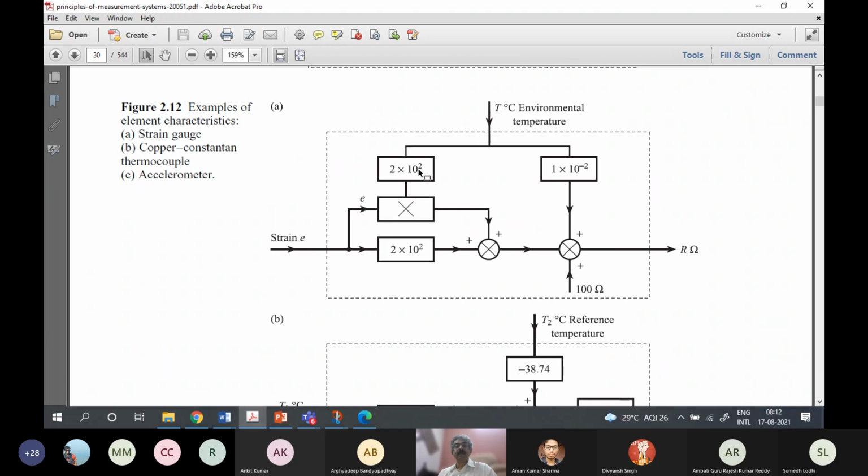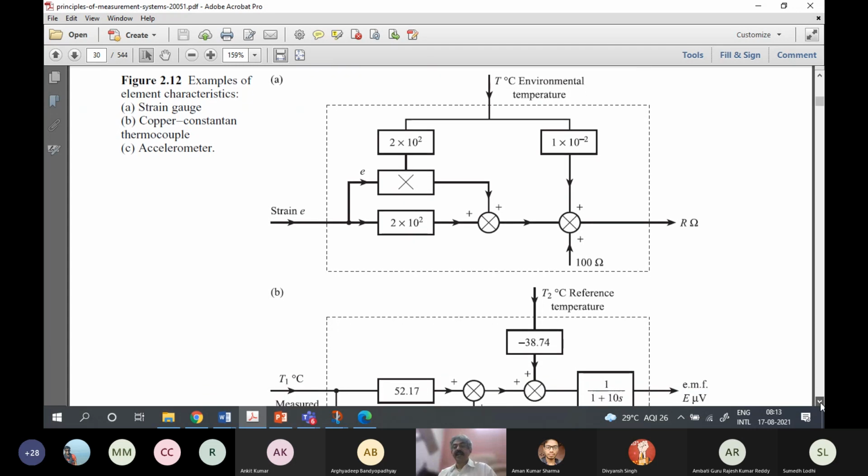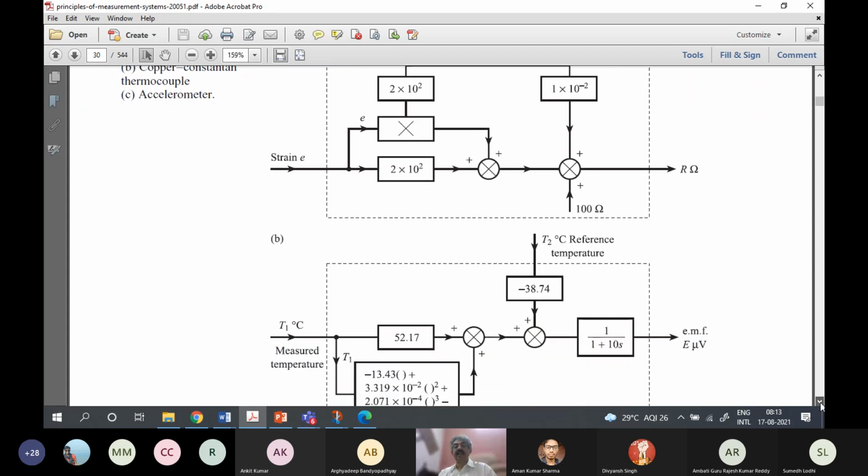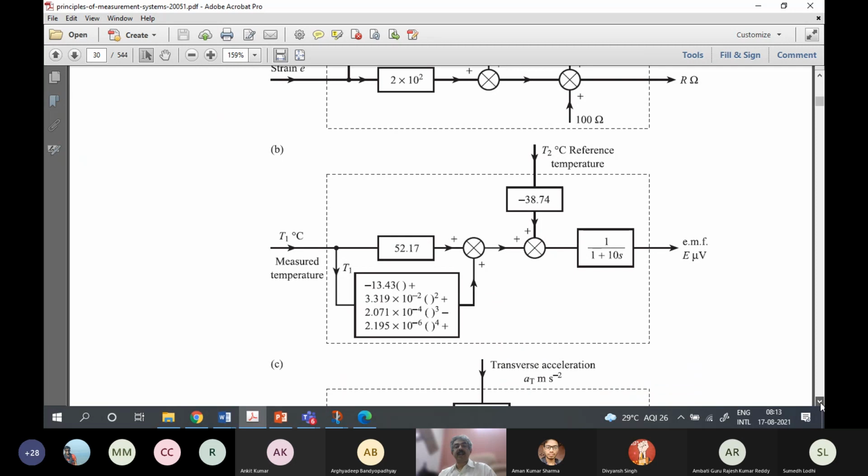I think there is a typo here. It cannot be 2 into 10 to the power 2 for a 1 degree centigrade environmental temperature change. Gauge factor doesn't become double. So this is I think a typo. This number, we can find from some strain gauge book. So this is the model for a strain gauge. They're just showing that there are several sensors which fit the model.